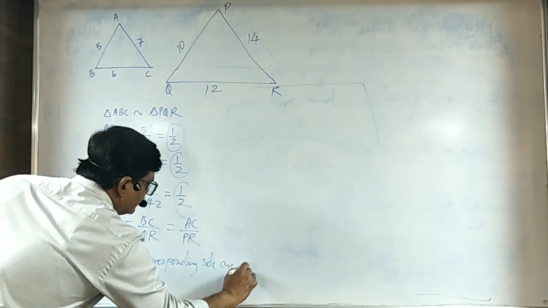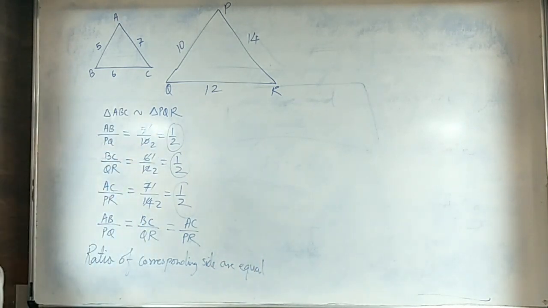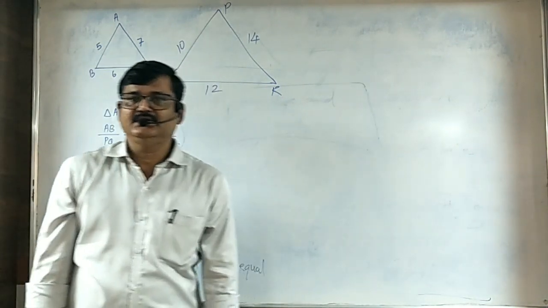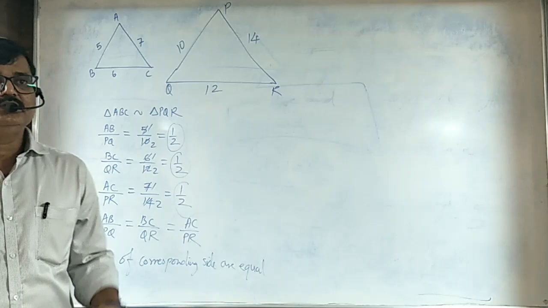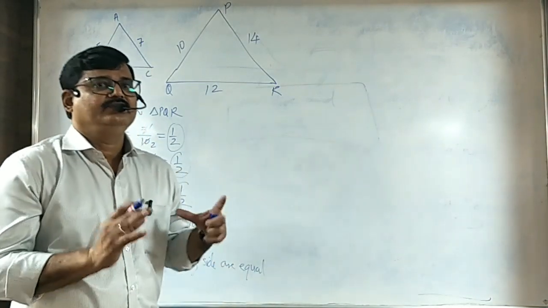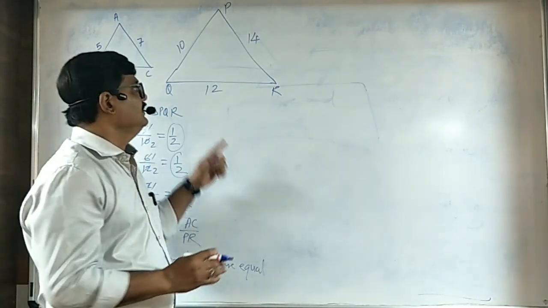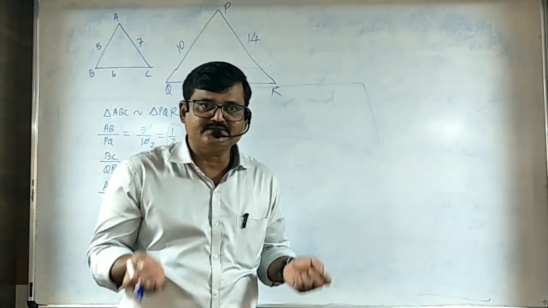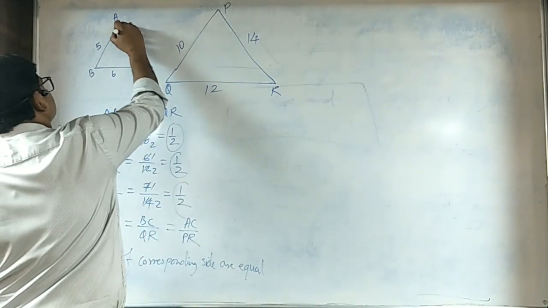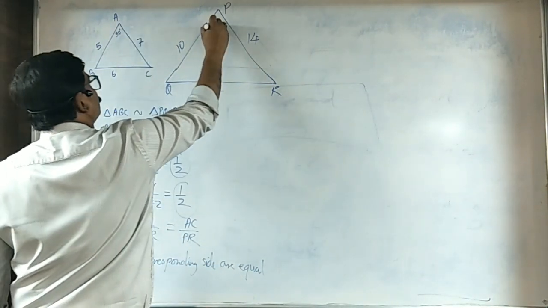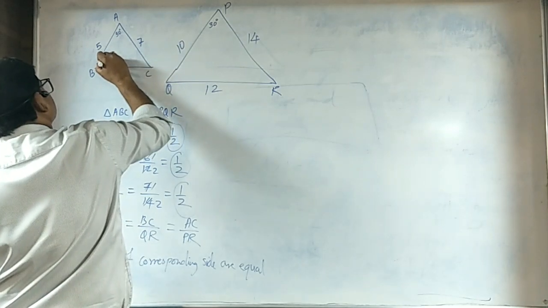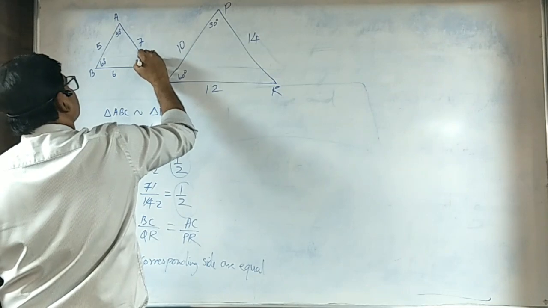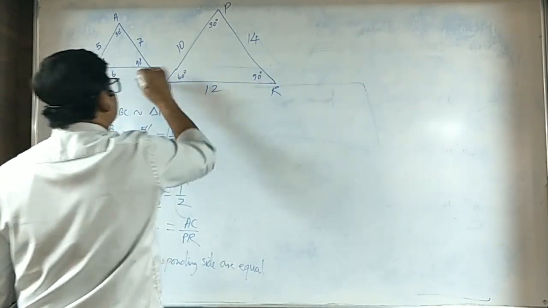Now one more condition: this is about the sides, but what about the angles? The shape of a figure depends upon the angles. So naturally the shape is the same and the size is different. If the shape is the same, then the angles have to be the same. Suppose this is 30 degrees, this is 60 degrees, and this is 90 degrees.